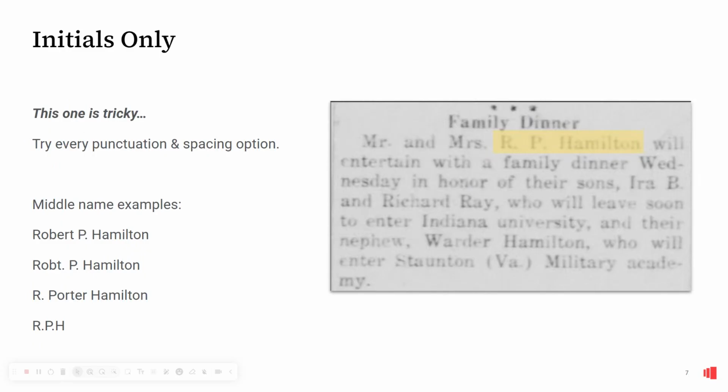This is an R. P. Hamilton that I have here. But you can see these are the different ways that I have seen initials used for this one person. I've seen Robert P. Hamilton. I've seen Robert abbreviated, P. Hamilton, R. Porter Hamilton with the middle name there, and then just initials. So think about different variations of how you can do punctuation and spacing when it comes to initials with family members.